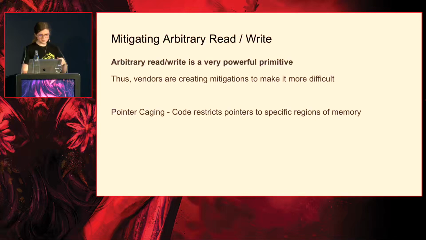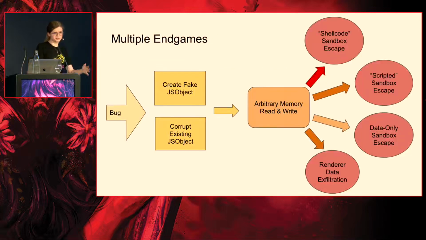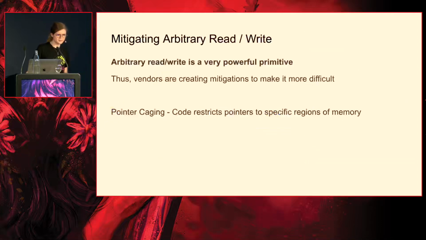So maybe the vendors have started looking a little bit further up and trying to see, well, this arbitrary read-write is really powerful. Can they mitigate that to make it harder for an attacker to get that primitive in the first place? And one way that this has started being done is through pointer caging. The idea of this is that if pointers can be restricted to only go into certain regions of memory, then even if you have an arbitrary pointer, you can't really do a whole lot with it if all you can do is access a certain heap region.